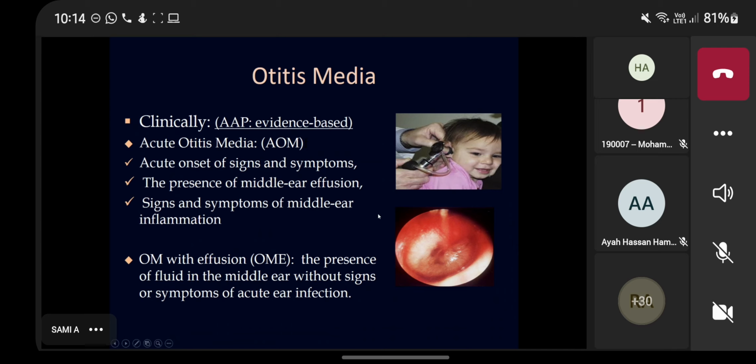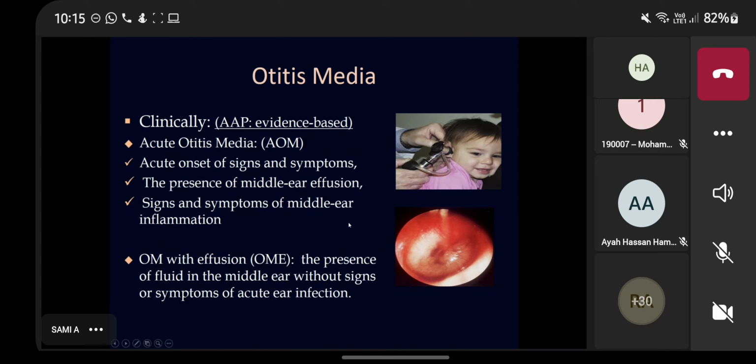Number one, the acute onset of signs and symptoms. Usually in older children, they suddenly complain of severe ear pain. However, when it comes to small infants, they may have just irritability and poor sleep. So this is number one.